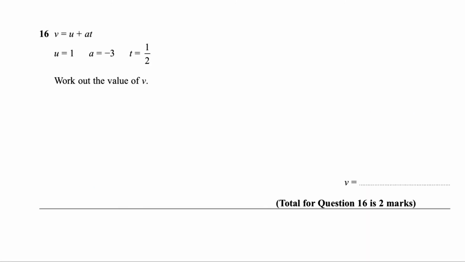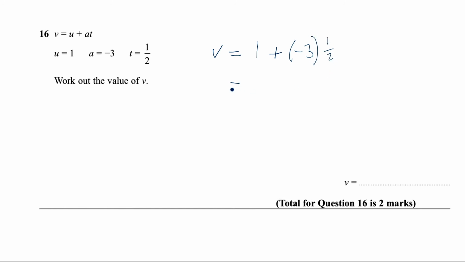Question 16. V equals U plus AT. U is 1, A is negative 3, and T is a half. Work out the value of V. So we've simply got to put these into that formula, but then tidy it up. So V is equal to U, which is 1, plus AT, which means A times T. So we've got negative 3 times a half.